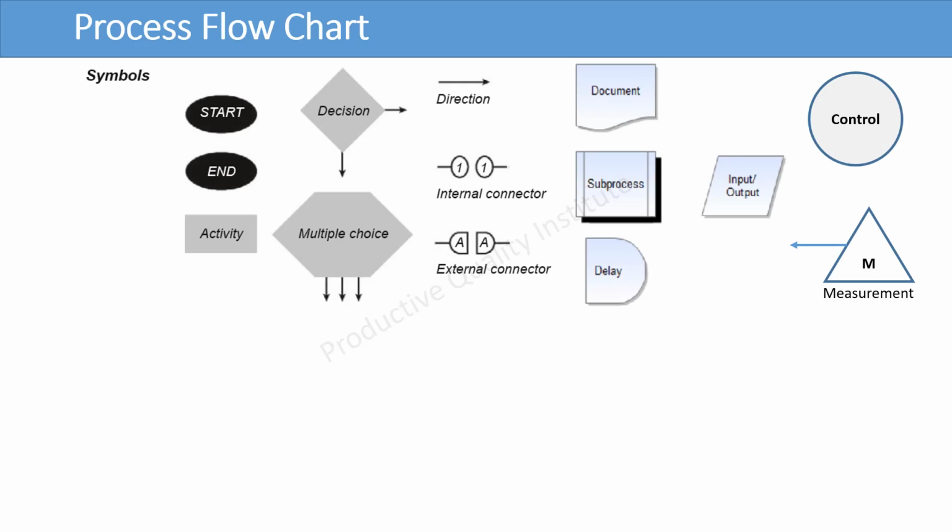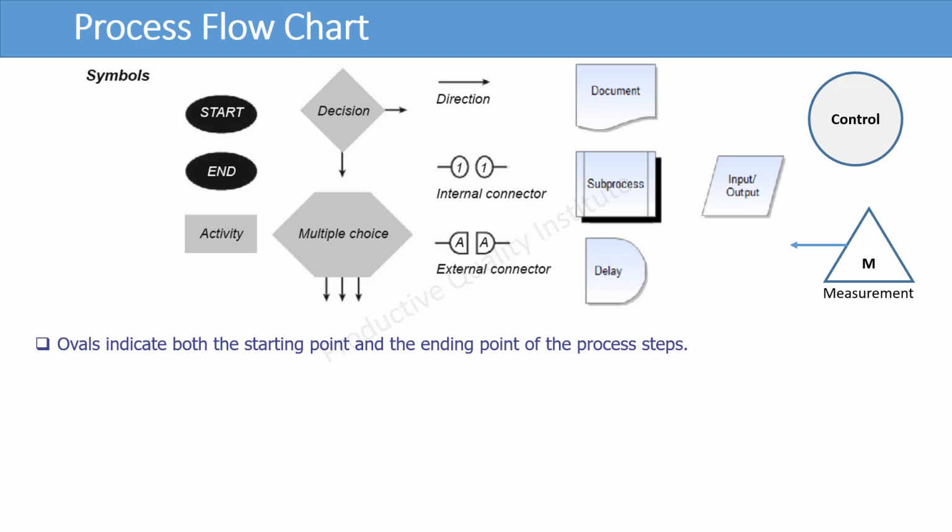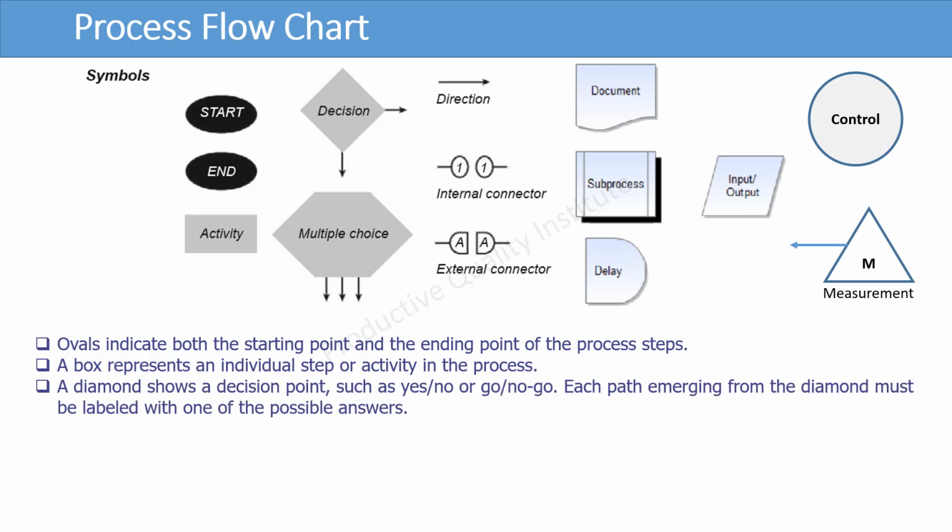Symbols of the process flow charts. Oval: indicates both the starting point and the ending point of the process steps. A box represents an individual step or activity in the process. A diamond shows a decision point, such as yes, no, or go, no go.